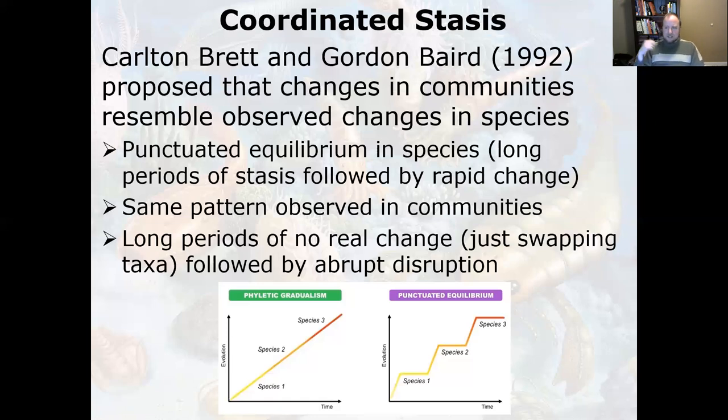It's that there's these long periods where everything kind of stays the same. Something abrupt changes in the environment, and then something abrupt changes in the community in response. So again, same kind of pattern that we see in speciation and species, we see in communities. So again, long periods of stasis, no change. The community remains relatively stable.